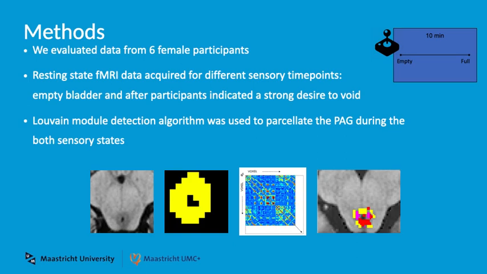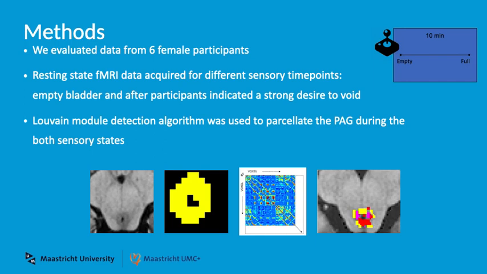For this abstract, we have evaluated data from 6 female participants. We acquired resting state fMRI data at different sensory time points. We first acquired a resting state scan with an empty bladder, and then we started filling the bladder via catheter at a filling rate of 30 milliliters per minute. And once participants indicated a strong desire to void, we started our second resting state scan.